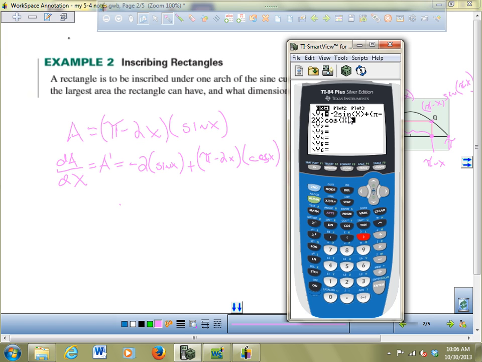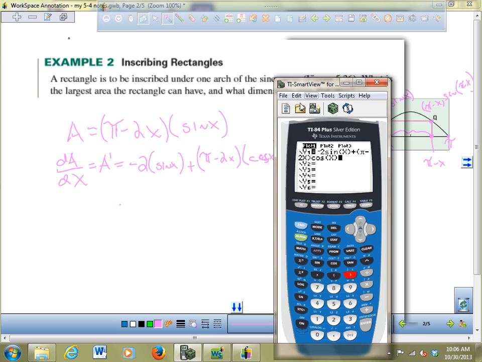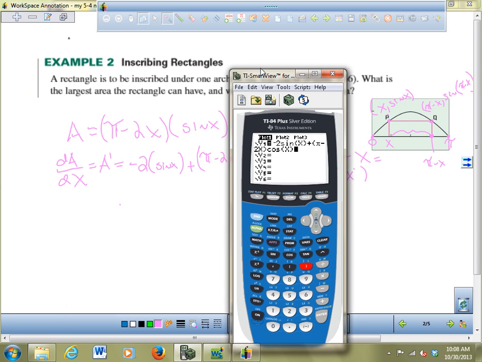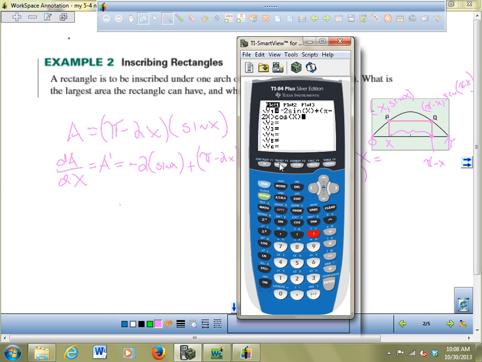Lunch. Okay. All right. So anyway, let's make sure that your window makes sense. Since the values that make sense for x are only going to be between 0 and pi, I could set up my window right away for that. So I'm going to go between 0 and pi for my x max. Does that work? There I go.